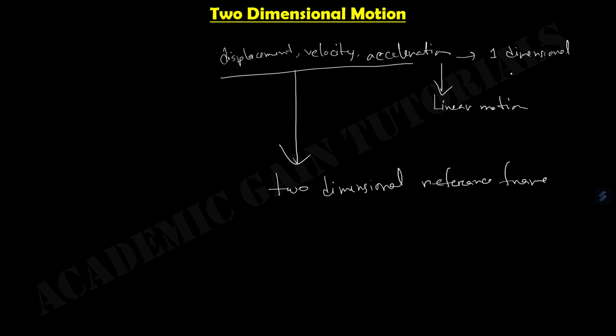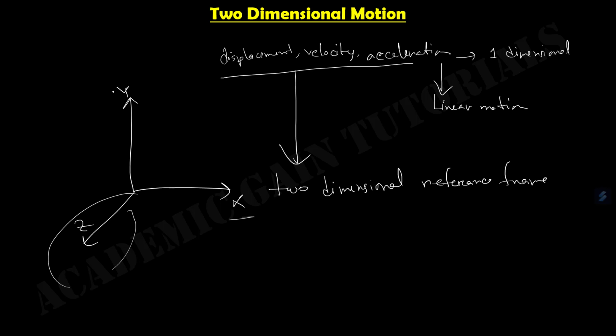It is to mention that two-dimensional reference frame can be obtained by omitting one component from the three-dimensional reference frame. So we know in three-dimensional reference frame we have x-axis, y-axis, and z-axis, and we omit this z-axis. We only talk about x and y axis. So this is the thing.